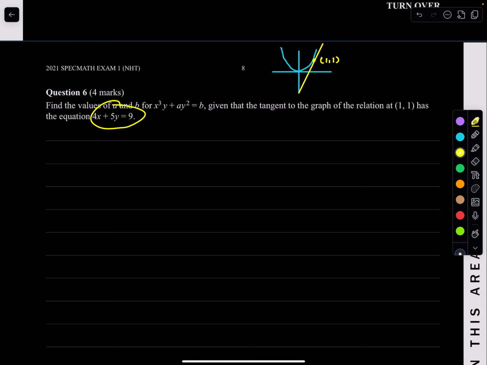Of course, get it in y equals mx plus c, because I don't like it when it's in this form. When it's in y equals mx plus c, you can easily find the gradient and stuff. So just get it in a nice form. Basically, this is the same as 9 minus 4x over 5. So let me write it like, break it apart.